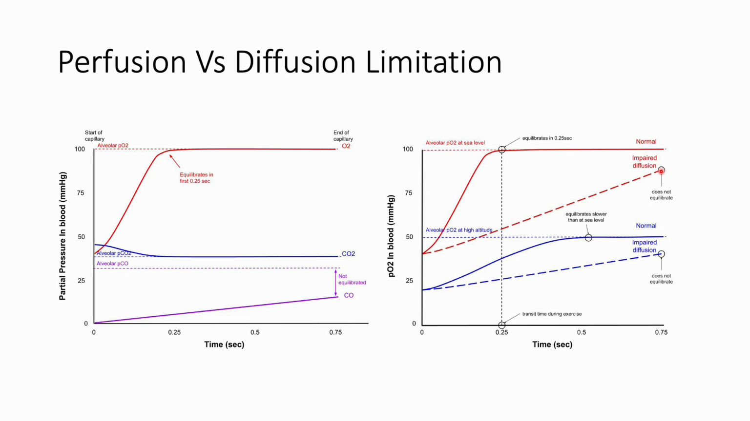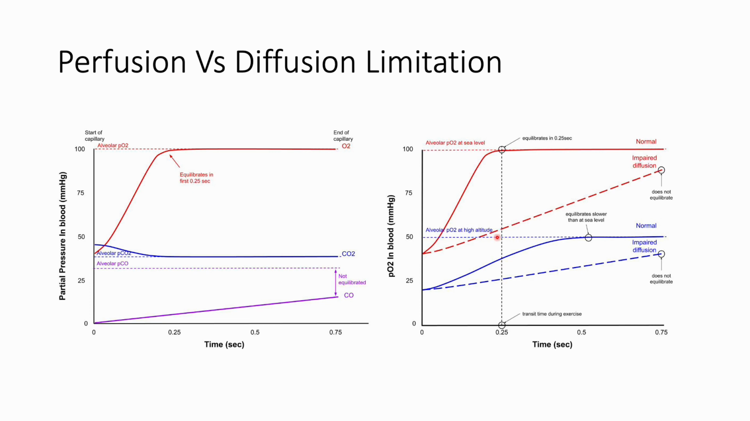The second factor was exercise. And with exercise, there's going to be an increase in cardiac output, meaning the rate of blood flow is faster, and therefore the transit time is reduced. And with severe exercise, the transit time within the alveolar capillary may be reduced down to about 1/4 of a second, which means that there may or may not be enough time for those pressures to equilibrate. The third factor is high altitude, and this one is a little bit more tricky.